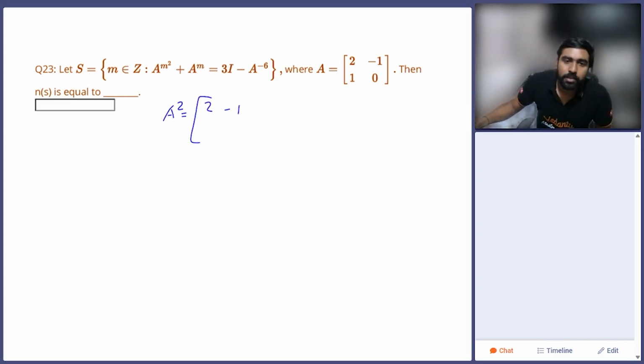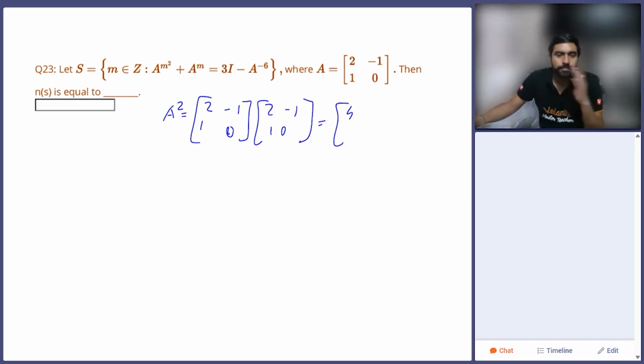So what is a square coming out as? 2 minus 1 1 0 multiplied by 2 minus 1 1 0. What is this going to be? So 4 over here. Then first row, second column, that's minus 2. Then I have second row, first column over here, that's 2. And I have second row, second column over here, that is minus 1. Oh, sorry, this will be 4 minus 1 3 over here. So this is what I have.